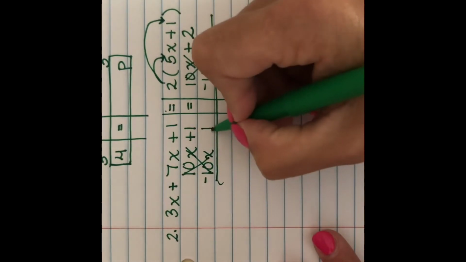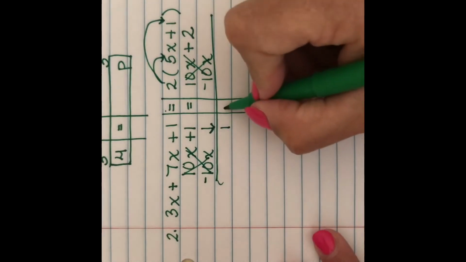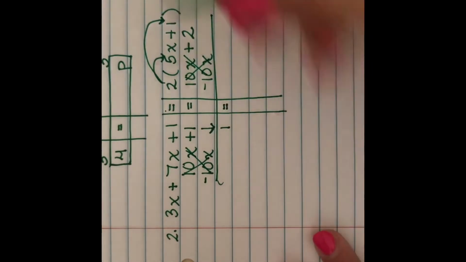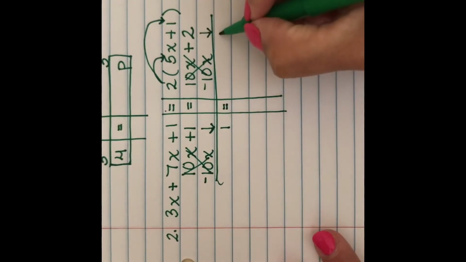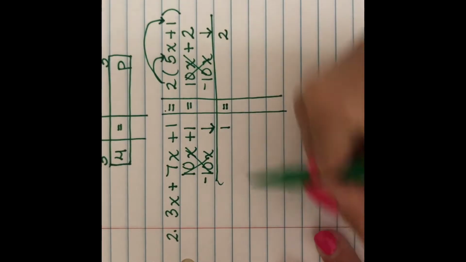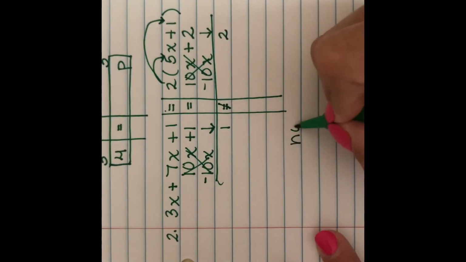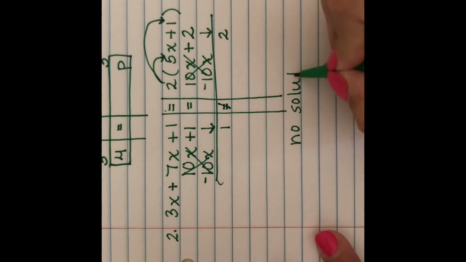So when that happens, I look at the statement that is left. On the left side, I have positive 1 equals, on the right side, I have a 2. So I ask myself, is this statement true? Is 1 equal to 2? And we all know that 1 is not equal to 2. Therefore, this has no solution.